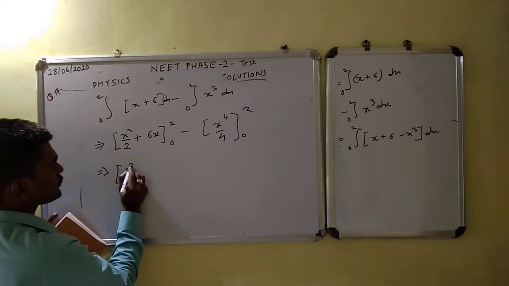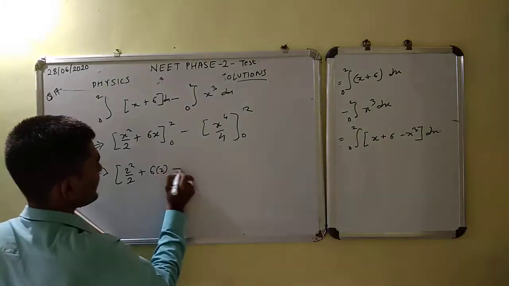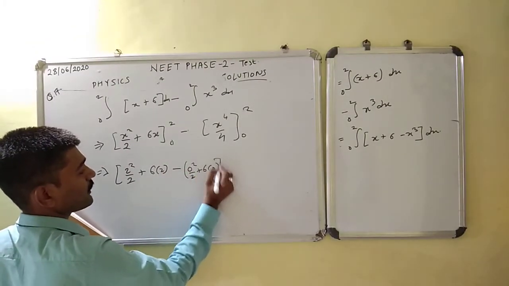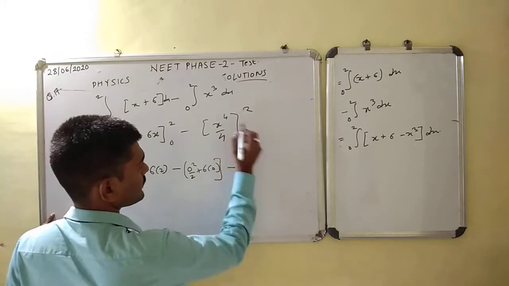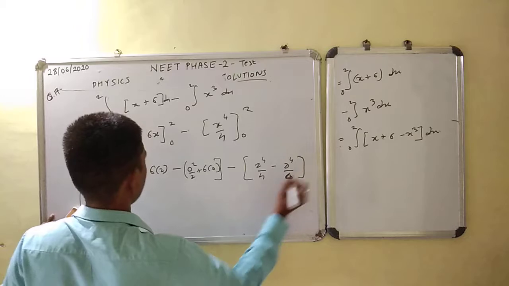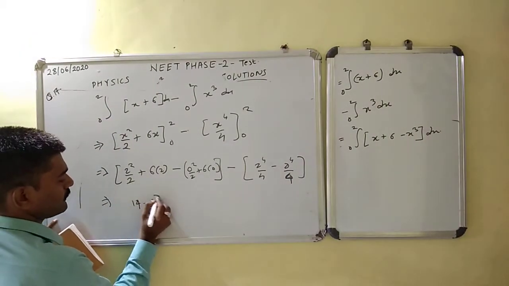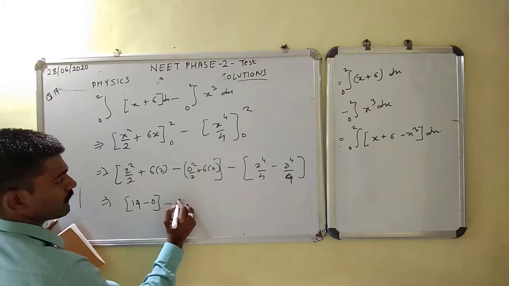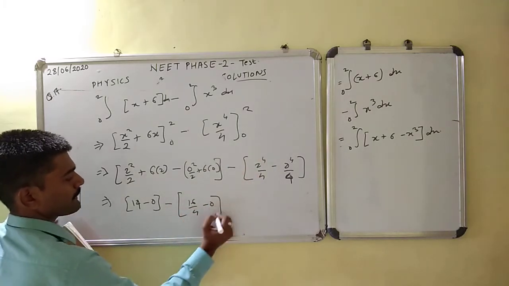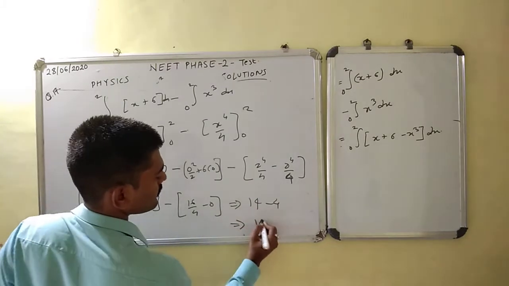Put the first 2 squared upon 2 plus 6 into 2, minus 0 squared upon 2 plus 6 into 0, it is all going to become 0 finally. 2 raised to 4 upon 4 minus 0 raised to 4 upon 4. What is this answer coming? 4 upon 2, 2 plus 12, 14 minus 0 minus 2 raised to 16 upon 4, that is coming back 14 minus 4, that is 10.